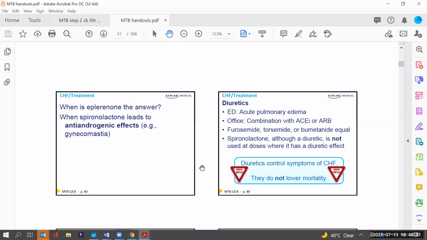It's mentioned clearly that in the emergency department, if the patient comes with acute pulmonary edema, acute severe shortness of breath, you will always consider diuretics. But in the office, say in OPD, you can prescribe ACE inhibitors or ARBs. So furosemide is the first choice. Then spironolactone, although a diuretic, is not used at a dose where it has a diuretic effect. We give it in late advanced stages of disease, say stage 3 or 4. This is an important point: diuretics control symptoms of congestive heart failure, they do not lower mortality. Only ACE inhibitors, and especially enalapril, reduce the mortality in the patient.